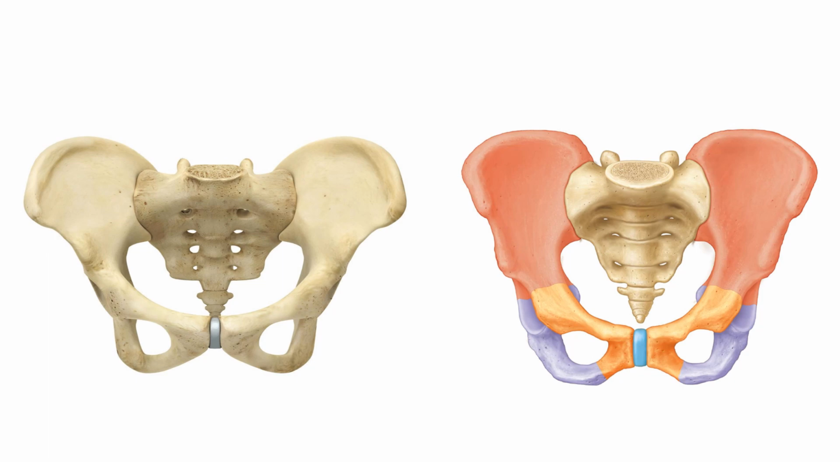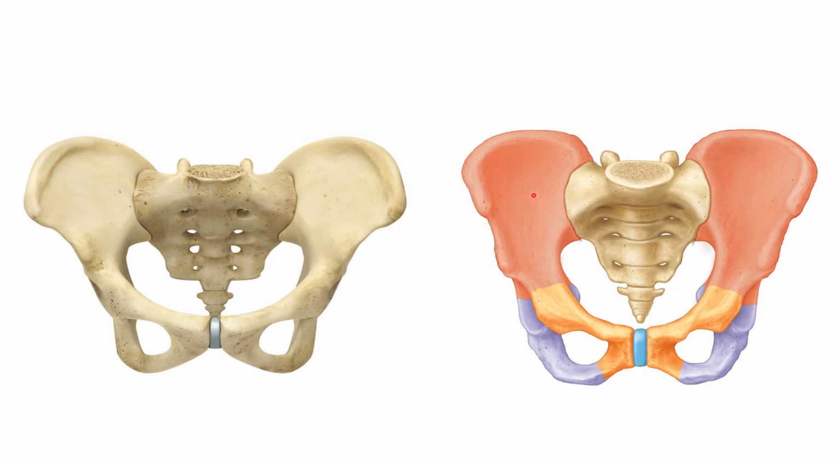Here we see the pelvic girdle. On the right side, as I have done before, we have the colored illustration. On the left side, we have a figure of a model of a bone. What's not in color is the sacrum and the coccyx, because that's part of your axial skeletal system.